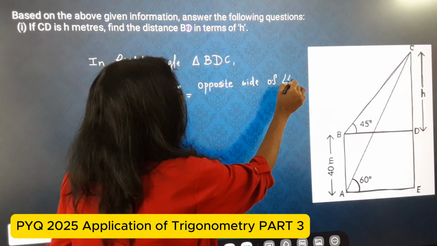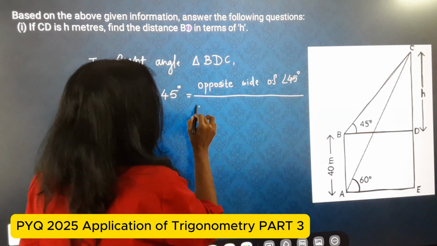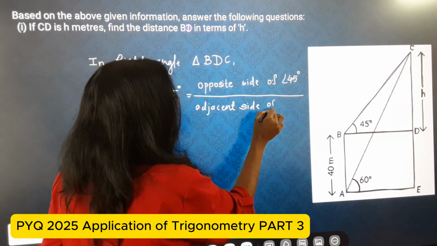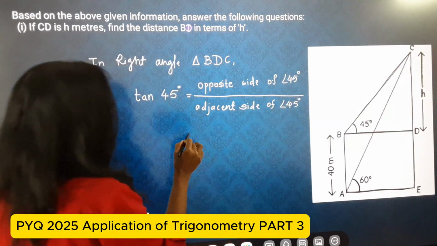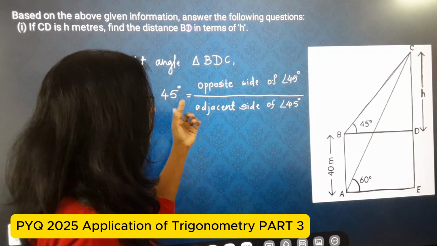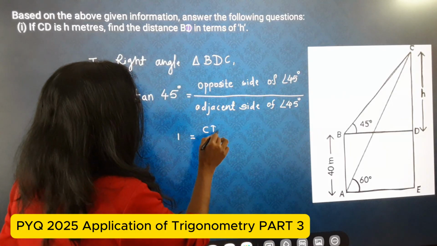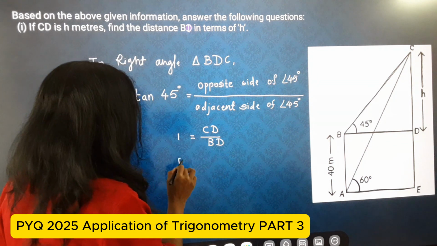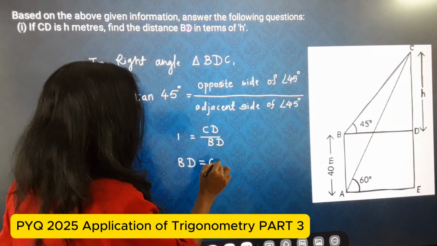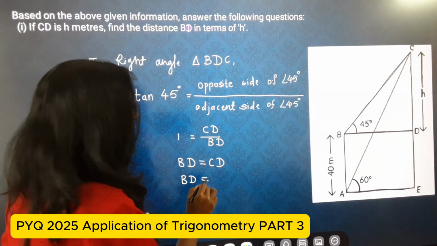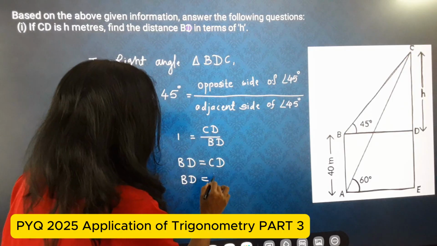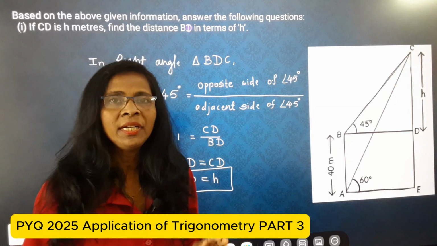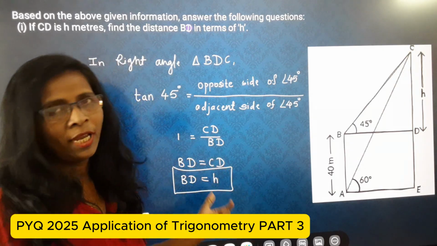the opposite side of angle 45 degrees divided by the adjacent side of angle 45 degrees. So tan 45 is equal to what, students? The opposite side of angle 45 is CD, and the adjacent side of angle 45 degrees is BD. So BD is equal to CD, and the measure of CD is H. So that means, students, BD is equal to H. The distance BD in terms of H is equal to H.